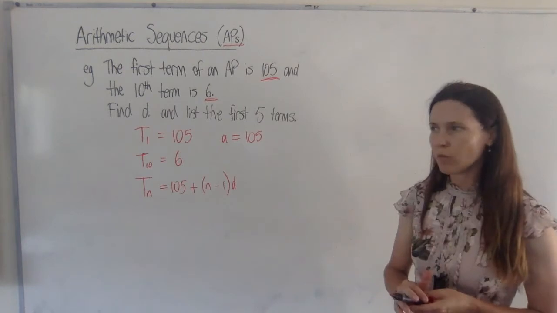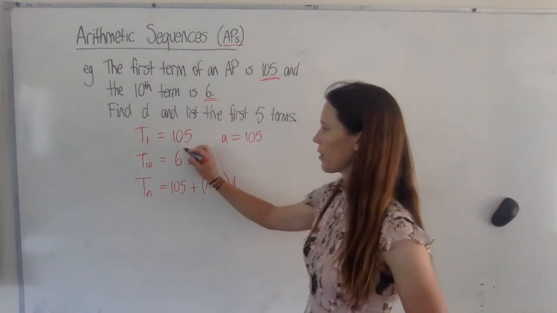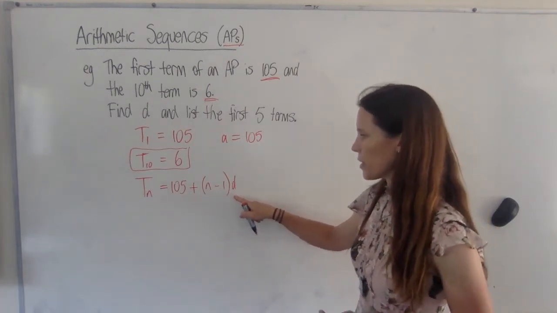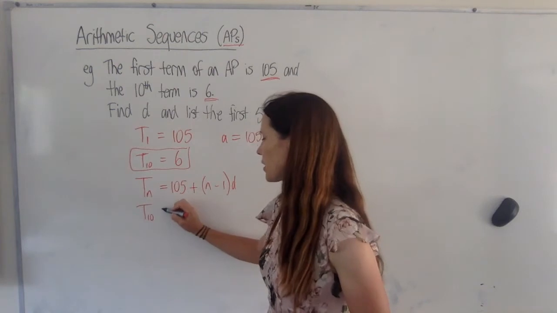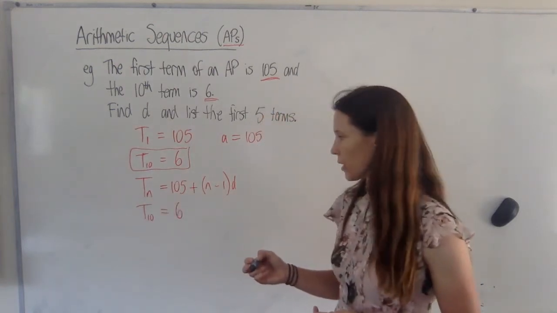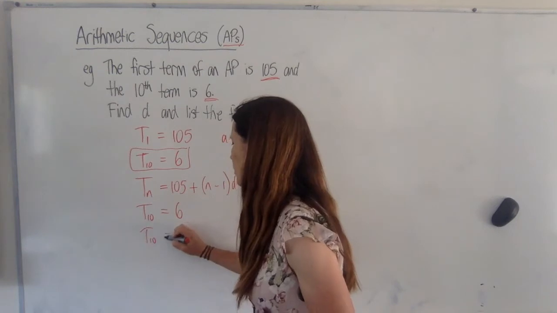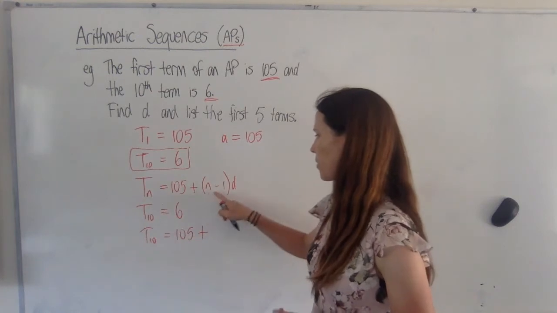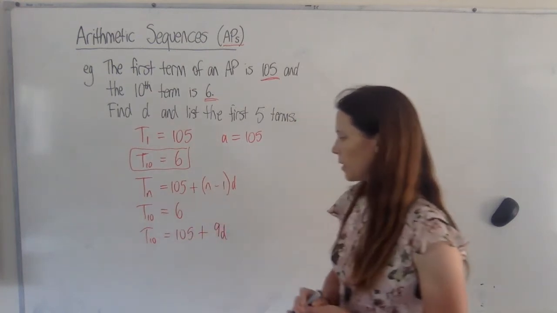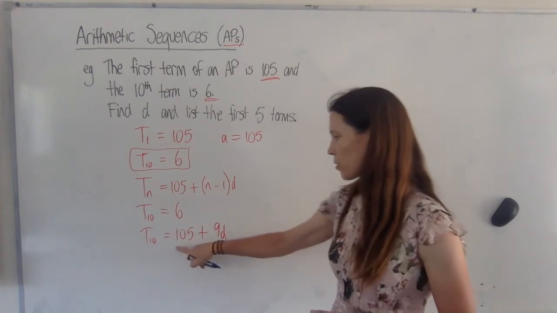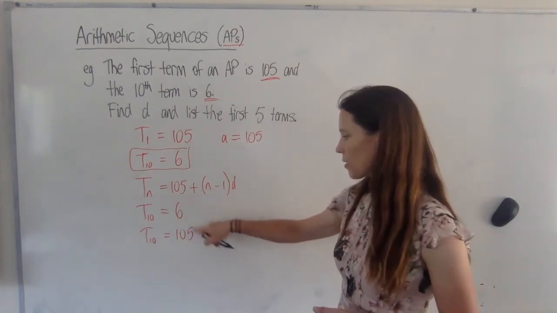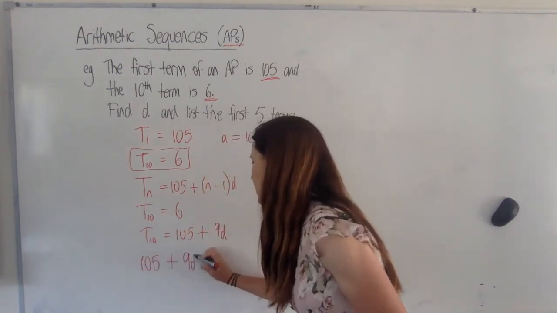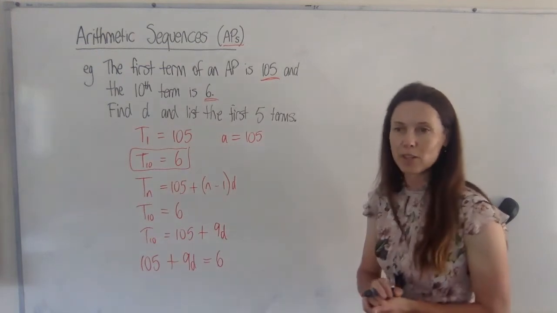And then I can think through, well, what do I already know? This is the fact that I need to help me figure out what D is going to be. So let's go ahead and put this in. If we say the 10th term is 6, okay, but the 10th term is also 105 plus, well, if n is 10, then n minus 1 is 9. Now, if the 10th term is 6, but the 10th term is also equal to this, then these 2 things must be equal to each other. So that means that 105 plus 9D must be equal to 6. Now I've got an equation to solve for D.